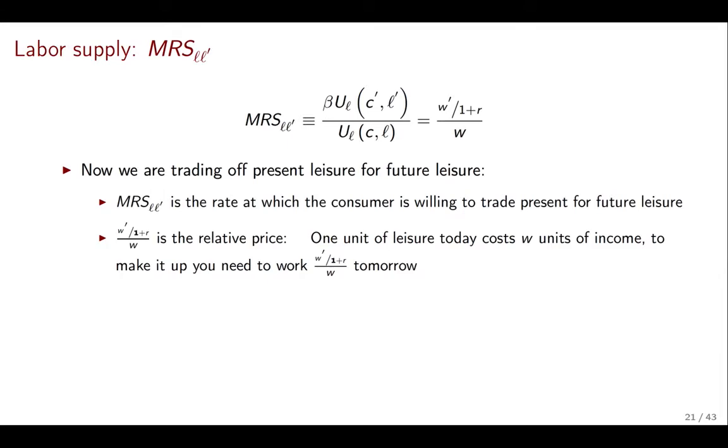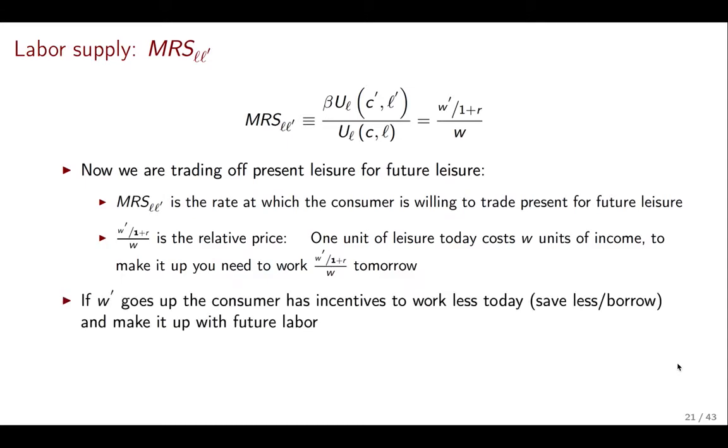Working 1 less hour today decreases my income by W. Then you need to get in debt to make up that income. If you get a debt of W, then tomorrow you have to pay (1 + R) times W in interest. Then you can ask, how many hours do you have to work tomorrow to pay off (1 + R) times W? Because each hour is going to pay you W prime, you can easily see the division you get is the answer, this same relative price.